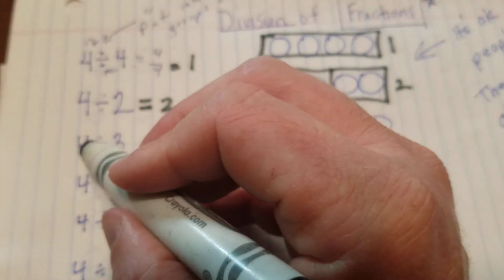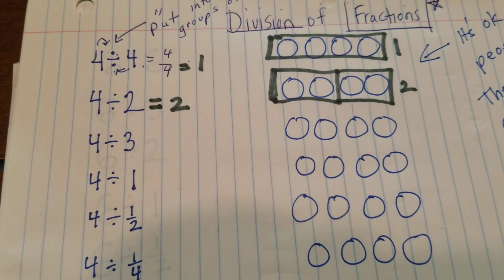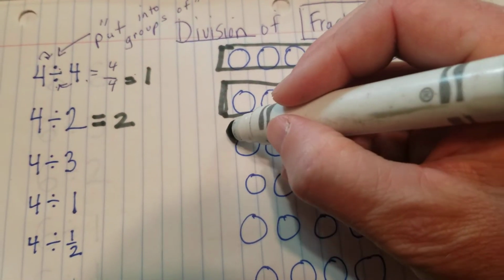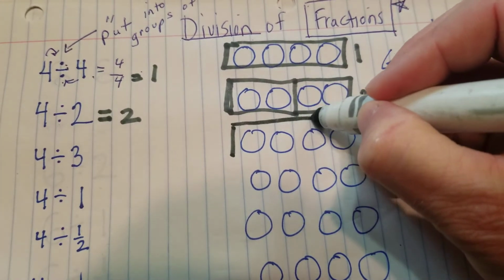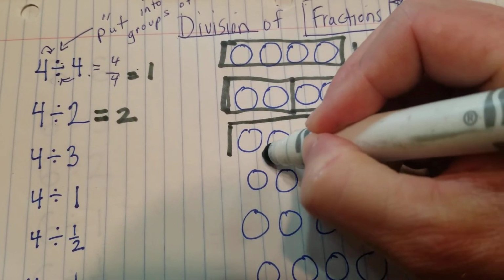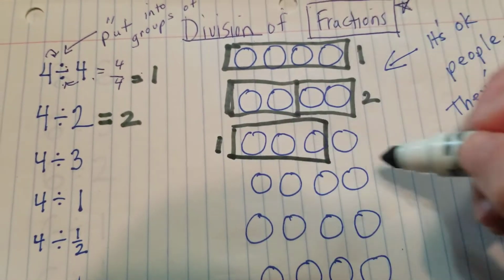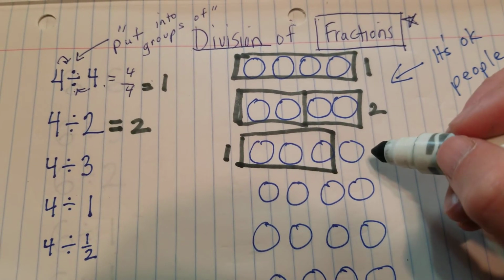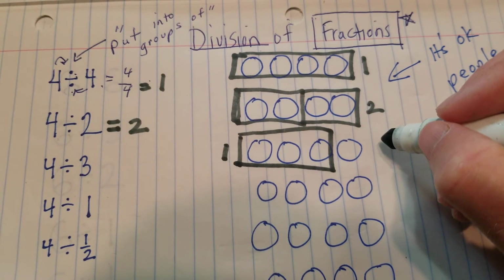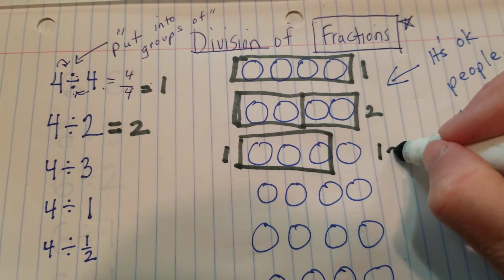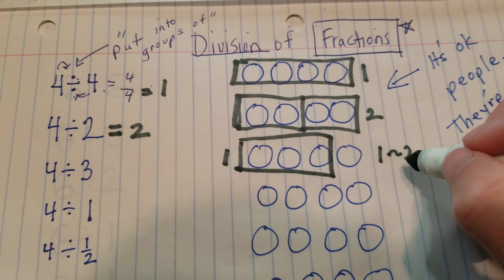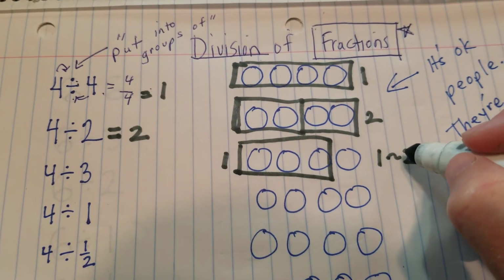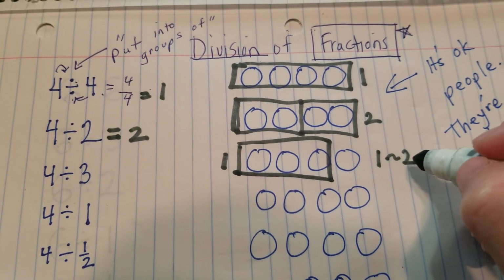But what about this one? What do you get when you have 4 and you put them into groups of 3? Now this is a little different, because if I have 4 and I put them into groups of 3, I see here I can make one group, but I can't make another. And so that tells me I do have some left over. And that tells me that my answer has to be between 1 and 2. And I'm guessing that it's a lot closer to 1 than it is to 2, because I would need another 2 cookies to make a whole second package.